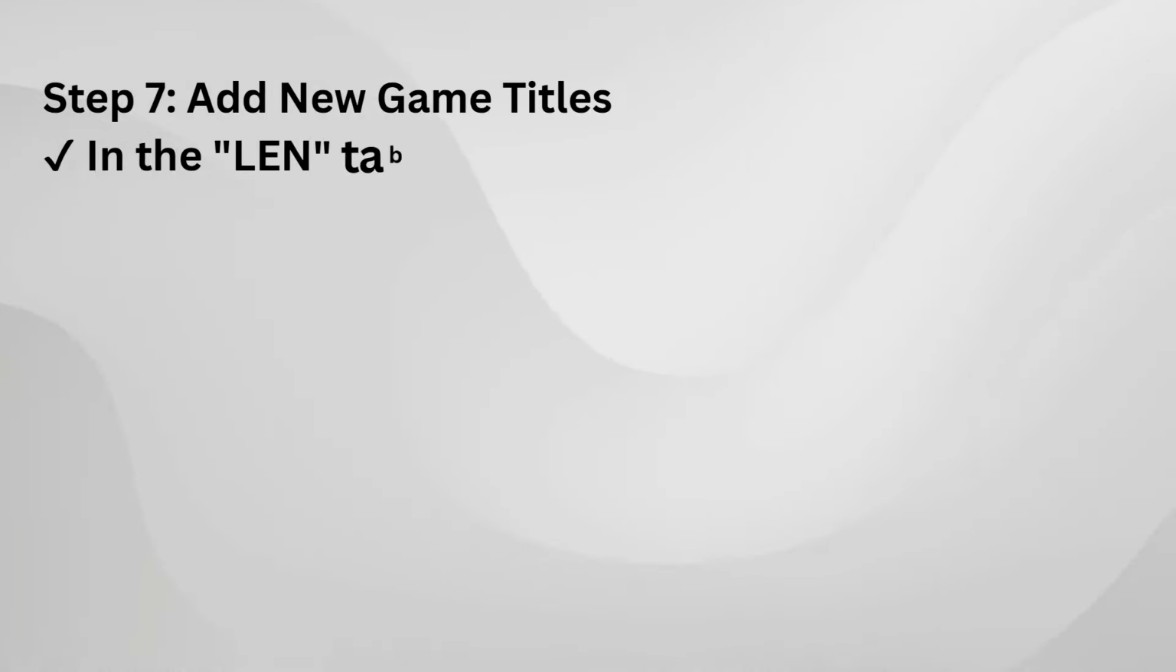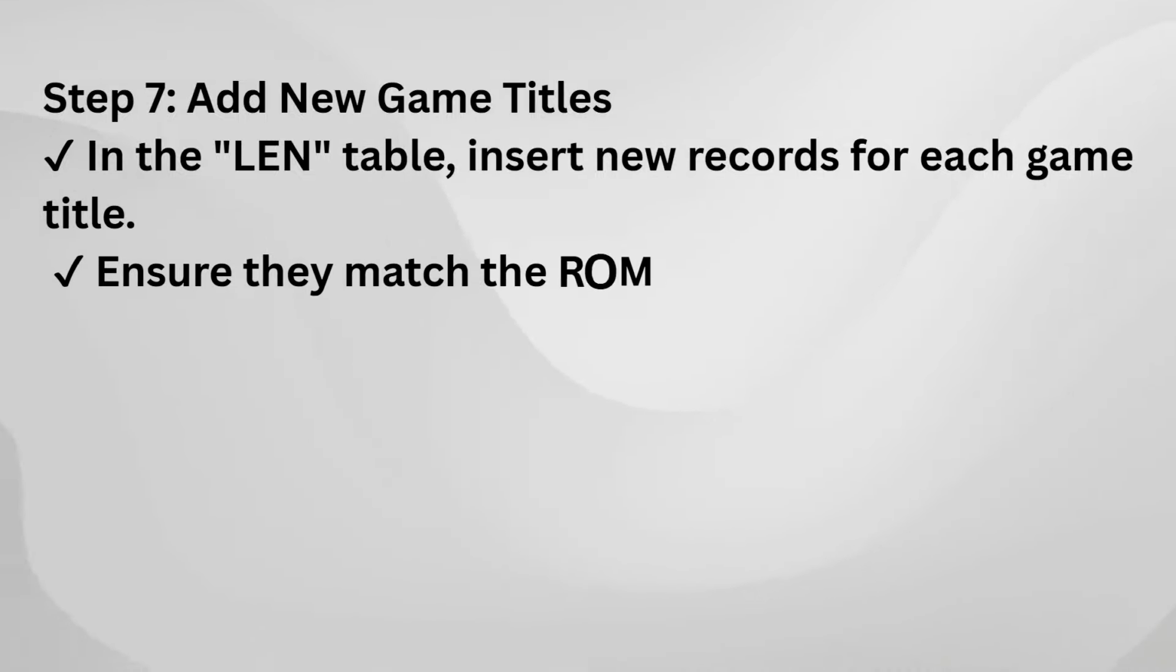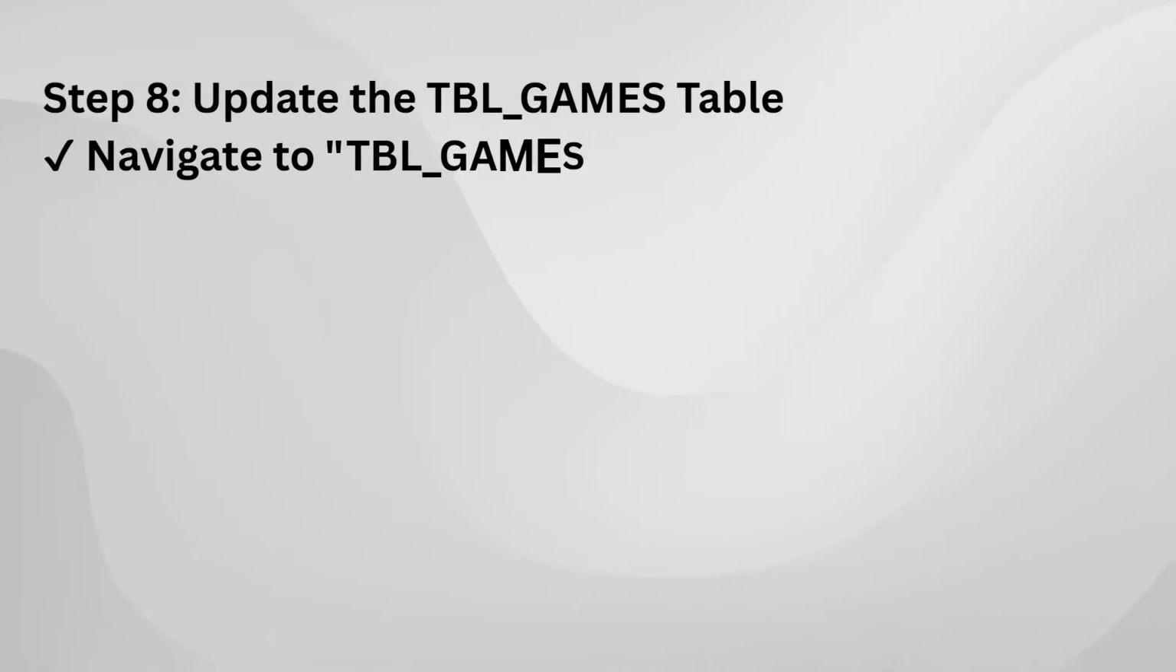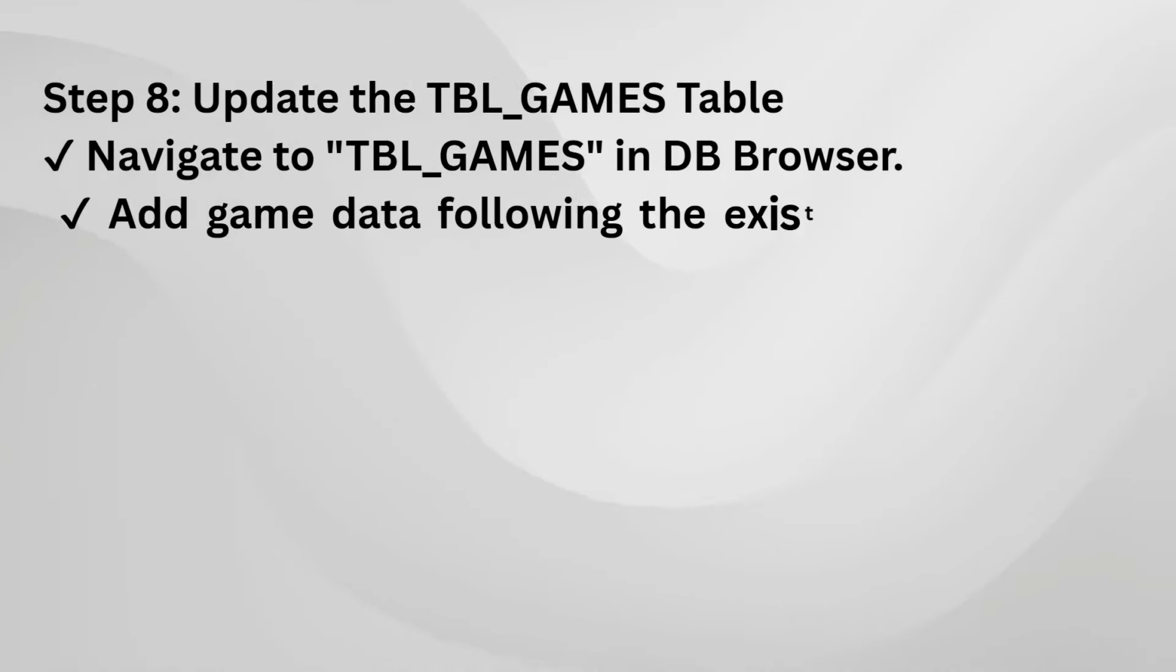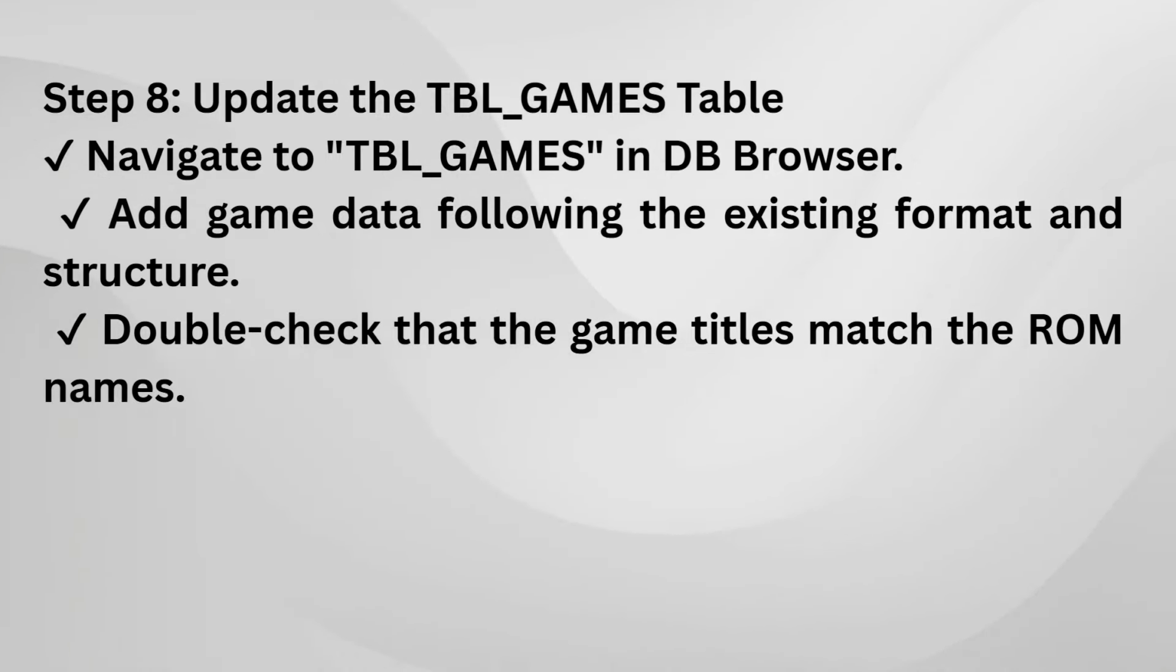Now, this is where you actually add your games. Go to the LEN table and insert new records for each game you're adding. Make sure the names match exactly with your ROM files, or they won't show up. Then go to TBL_games and add the game details following the same format as the existing ones. Again, double check that the titles match the ROM names so everything works properly.